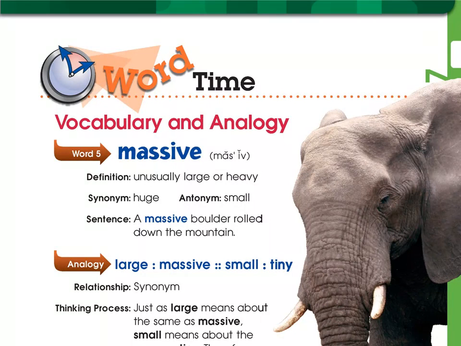Again, I want you to repeat after me. Word 5, massive. Definition, unusually large or heavy. Synonym, huge. Antonym, small. Sentence, a massive boulder rolled down the mountain. Now on the next page, you're going to review the information about massive and then listen to our new analogy.